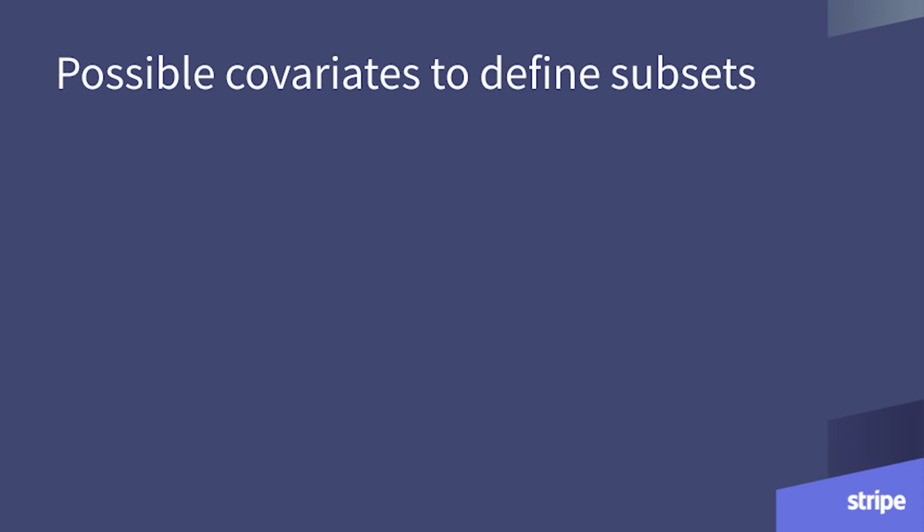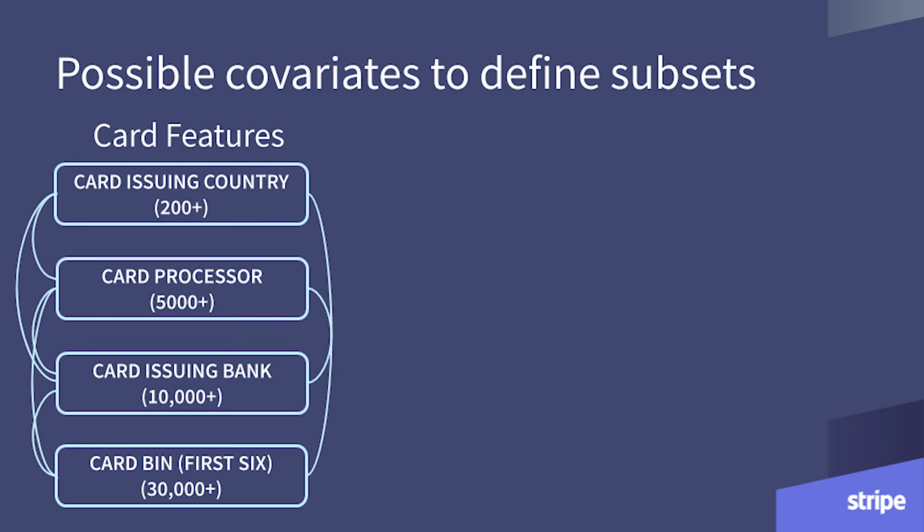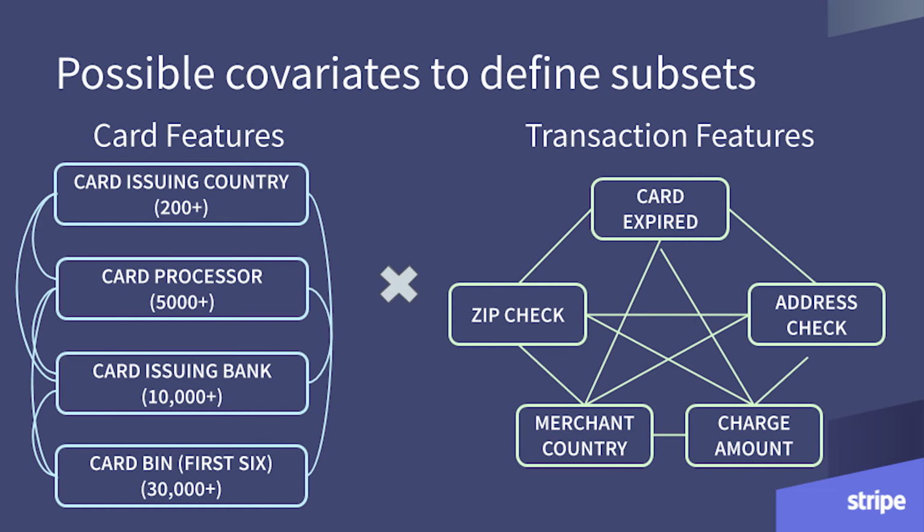But this actually becomes much more challenging when the variable space that we might want to explore to find pockets of differential effects becomes large and complicated, which is the case for our authorization experiments. And to give a flavor of this, on the left is a list of some of our card features that we might want to slice by. For example, you can see that in our data, we can have 10,000 or more issuing banks. And then we also have a set of transaction features which might interact with our card level features.